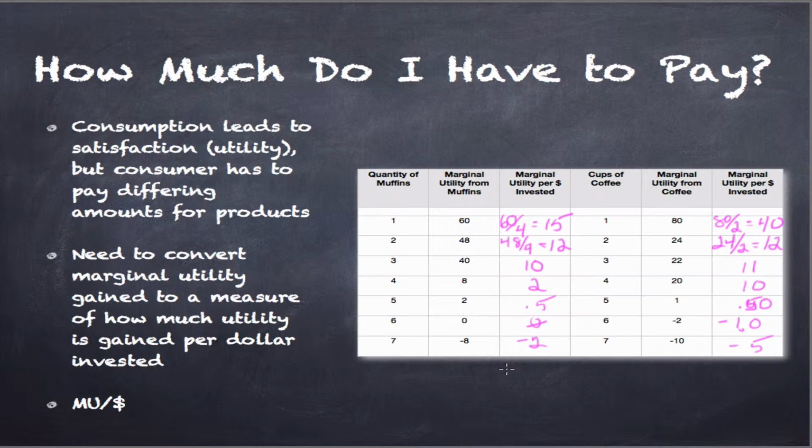So again, nothing magical here other than trying to monetize, if you will, this concept of utility. So we're going to take marginal utility for each product and divide it by its price to come up with essentially the return of utility for each dollar invested in that product.